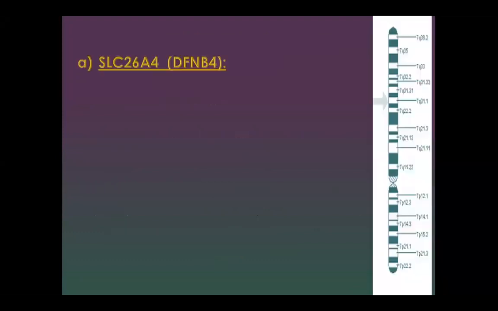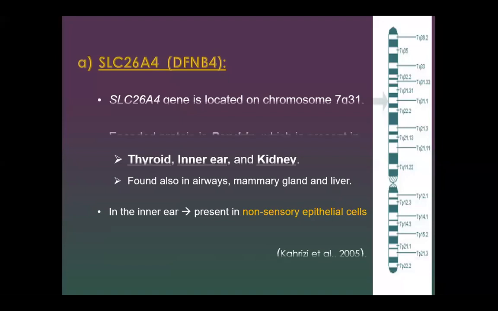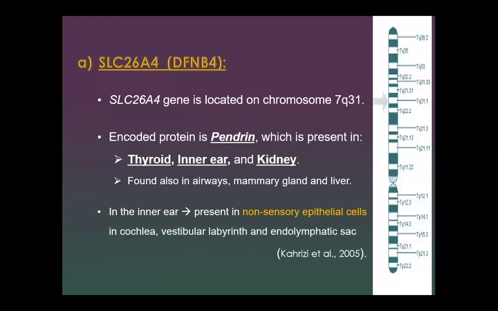The gene implicated in hearing loss that is our interest is called SLC26A4, which is located on the long arm of chromosome 7 in region 3, subregion 1. It encodes a certain protein called pendrin. Pendrin is present in our body in the thyroid, inner ear, and kidney. It was also found in other parts like the airway, mammary gland, and liver. In the inner ear, pendrin is present in non-sensory epithelial cells all over the membranous labyrinth, in the cochlea, in the vestibular parts, in the endolymphatic duct and sac.